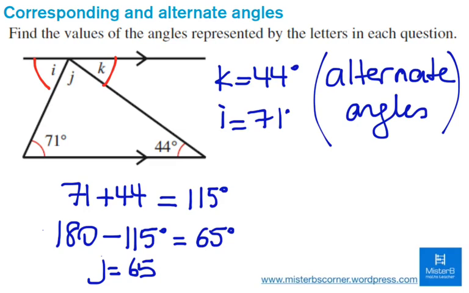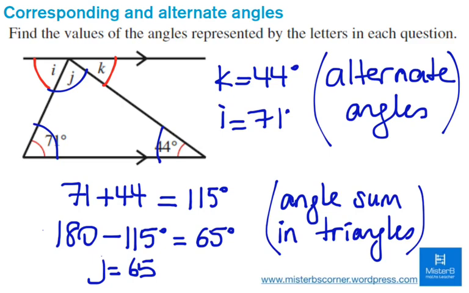You use the property that all the angles inside a triangle add up to 180 degrees. Of course, instead of writing this full sentence, you can say angle sum in triangles, or interior angle sum in triangles, or anything similar to that.